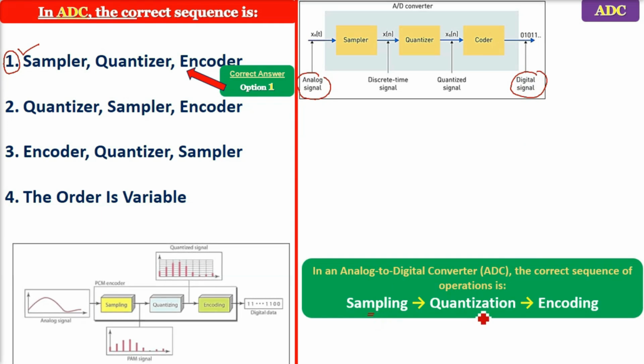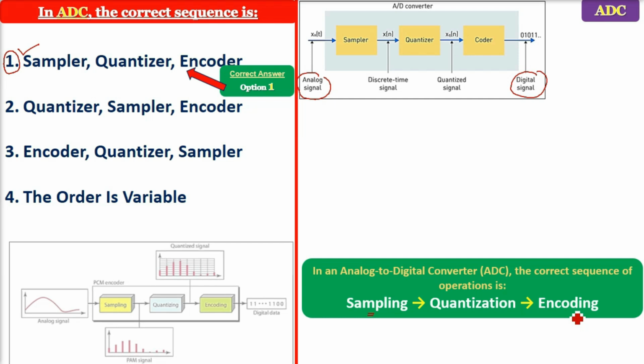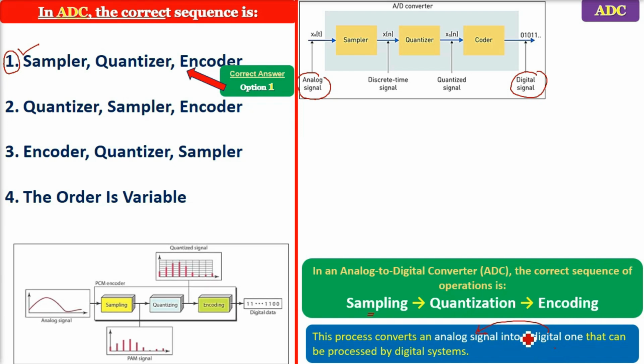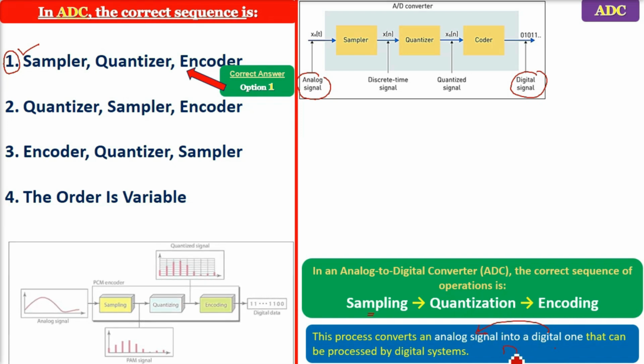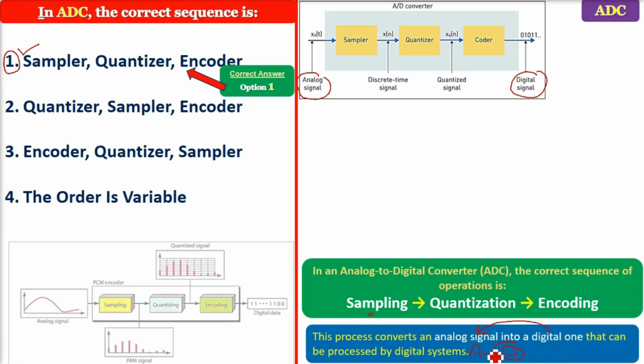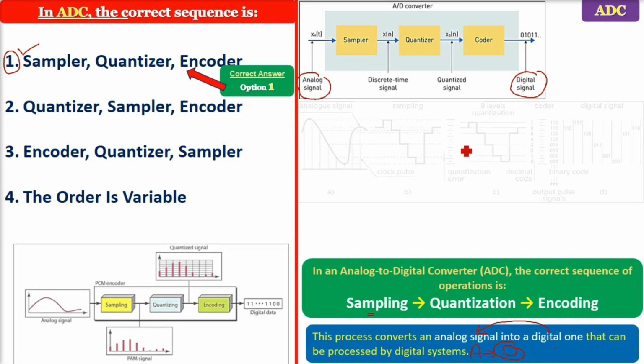For this, in analog to digital converter, the correct sequence is sampling, then quantization, then encoding. That is, the processor actually converts the analog signal into digital signal, and that can be processed by the digital systems, because analog signals cannot be processed by a digital system. So you have to convert this analog incoming signal, which is the actual signal, into digital form.